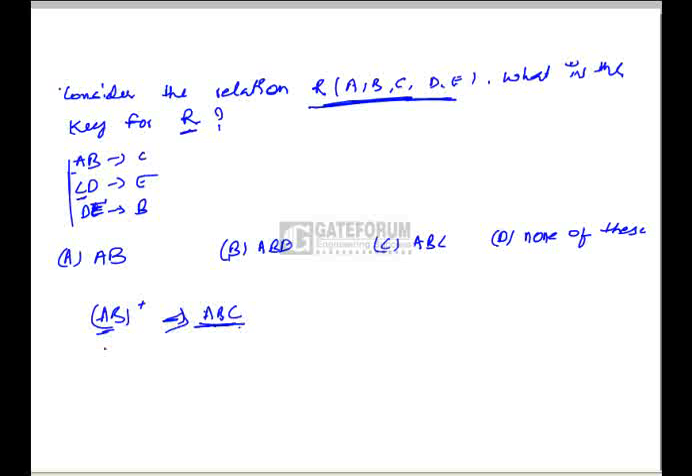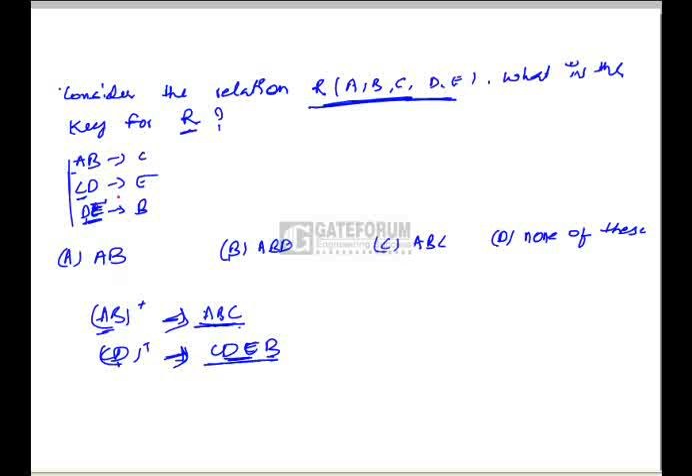Let us check with CD. So CD plus gives CD. From CD we'll be getting E. From DE, so we have DE. So from DE we'll be getting B. So here A is missing. So CD is not a key.